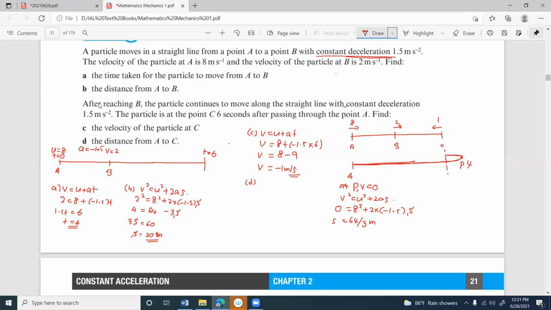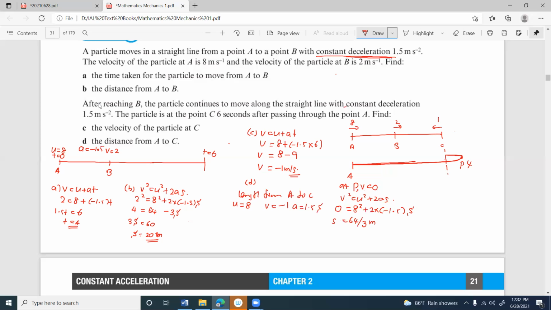Then I'm moving from A to B. I'm going to find out the length from A to C. How to find it? At A, what is the velocity? U is 8. At C, it's minus 1. Nothing to worry. A is minus 1.5. We need to find S.